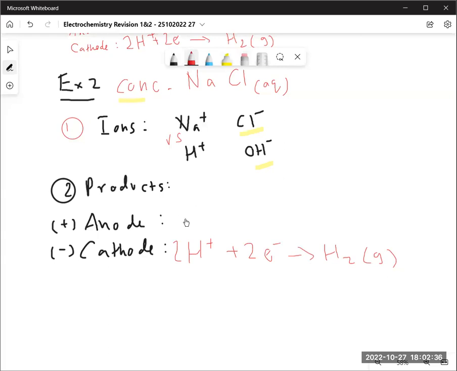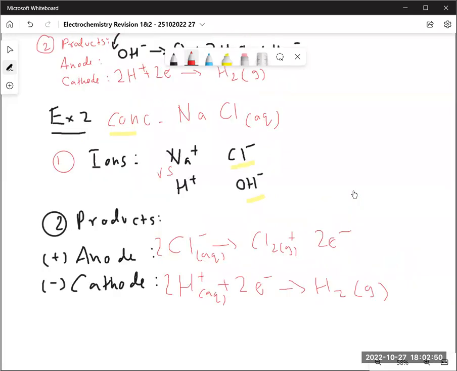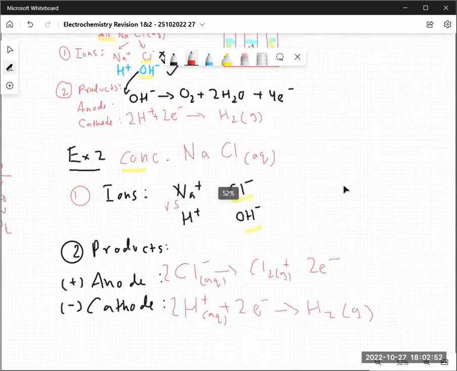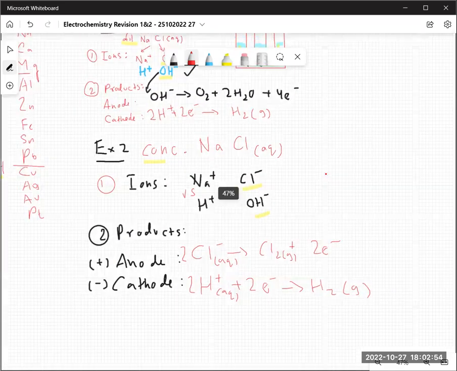So we'll just write it here. 2Cl minus gives us Cl2 gas plus 2 electrons. This gas, the product is important. These are aqueous, by the way. And that's gas. Please write the whole thing in your notebook. Tell me when you're done.